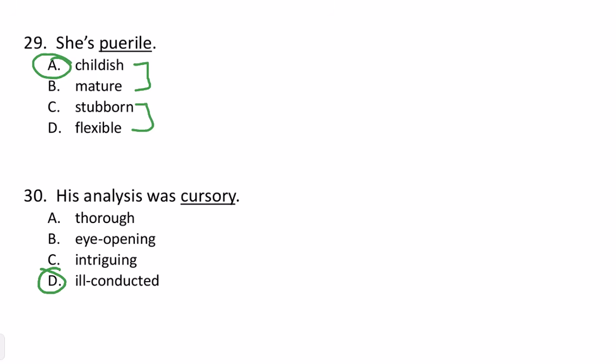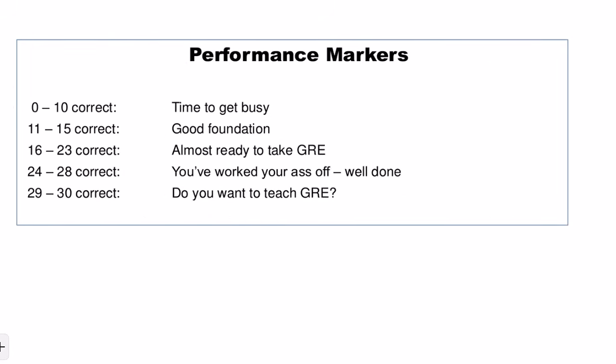Okay, let's do a brief analysis. Make sure you give yourself a score out of 30. So here's our analysis. If you got 0 to 10 correct, you need to get busy. You basically need to spend a lot more time studying. Okay. If you got 11 to 15 correct, you're on the right track and you have a pretty solid foundation.